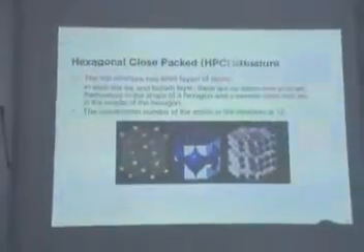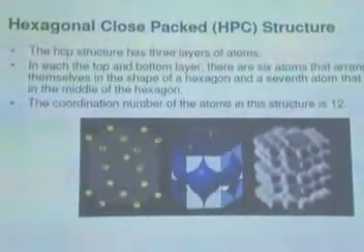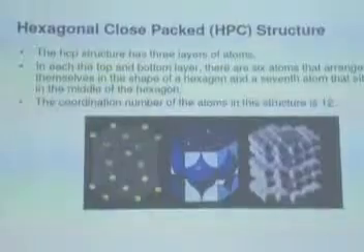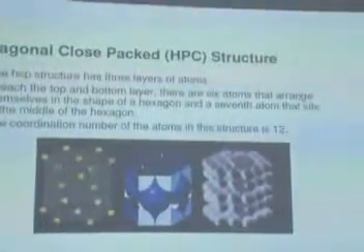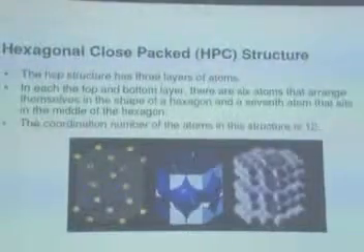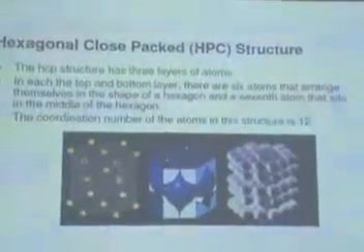So it has 3 layers in fact. The top layer has 6 atoms that arrange themselves in the shape of a hexagon, and 7 atoms that sit in the middle of the hexagon here. The coordination number of the atom in this structure is 12, therefore. You can see the actual arrangement here.